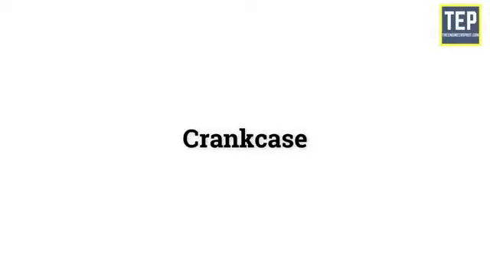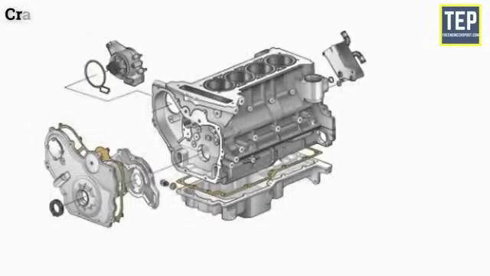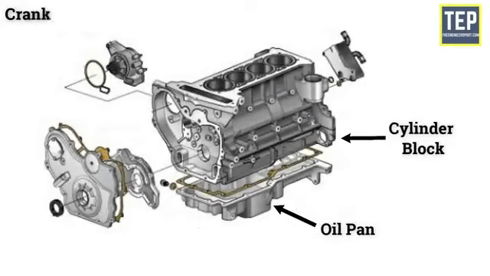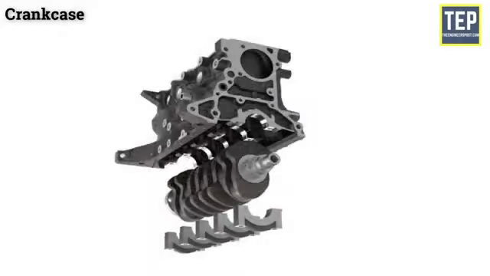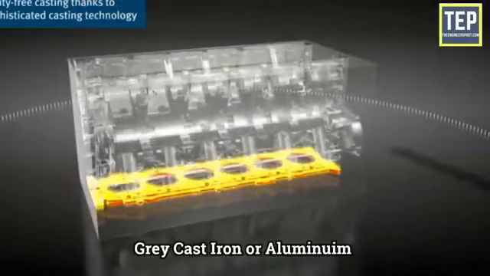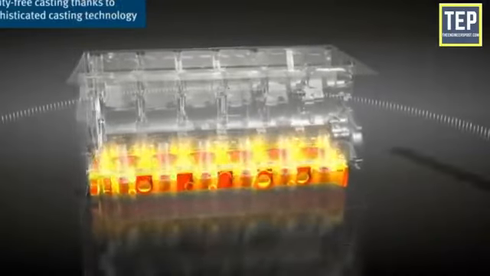Crankcase. The oil pan and the lower part of the cylinder block together are called the crankcase. It is the bottom portion of the cylinder block in which the crankshaft is fitted. This is a rigid construction made of gray cast iron or aluminium.